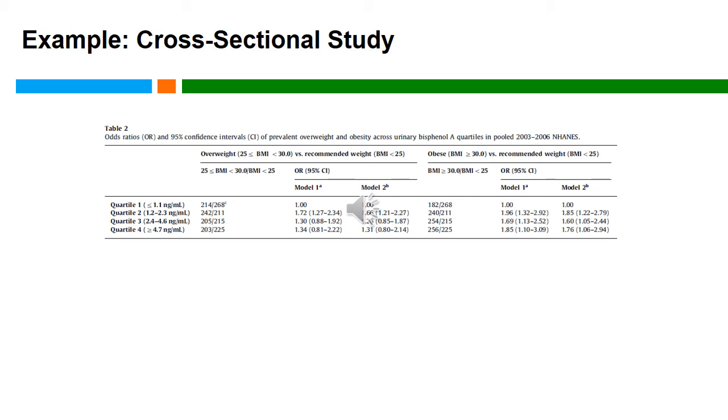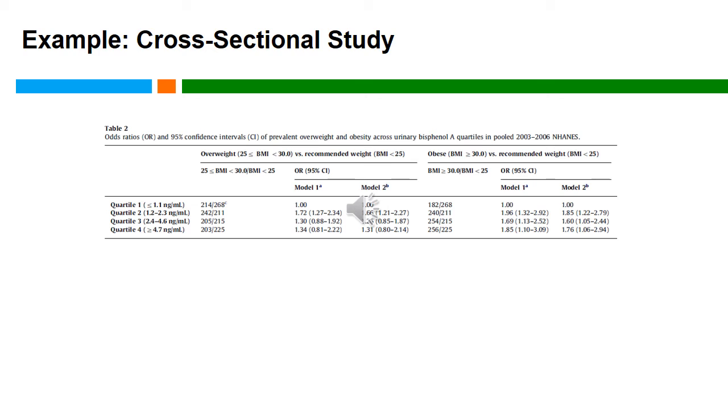So for example, if you look at the participants in the highest quartile of exposure under Model 1's assumptions, those participants are 85% more likely, the odds ratio is 1.85, to be obese compared to being the recommended weight. So what are the major limitations to this study? Well, because it's cross-sectional, you're not able to conclude that the BPA exposure occurred prior to the obesity onset. They've measured both of these, the obesity metric and the BPA exposure, at the same point in time.